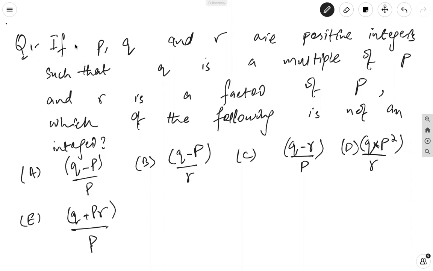So the answer should be one of these answers, or can not enough information also be an answer? One of these. I'm asking this because it is not said here that R is definitely less than P, so it can be equal to P as well. Consider this as a must-not case: which of the following must not be an integer? Now try this question.